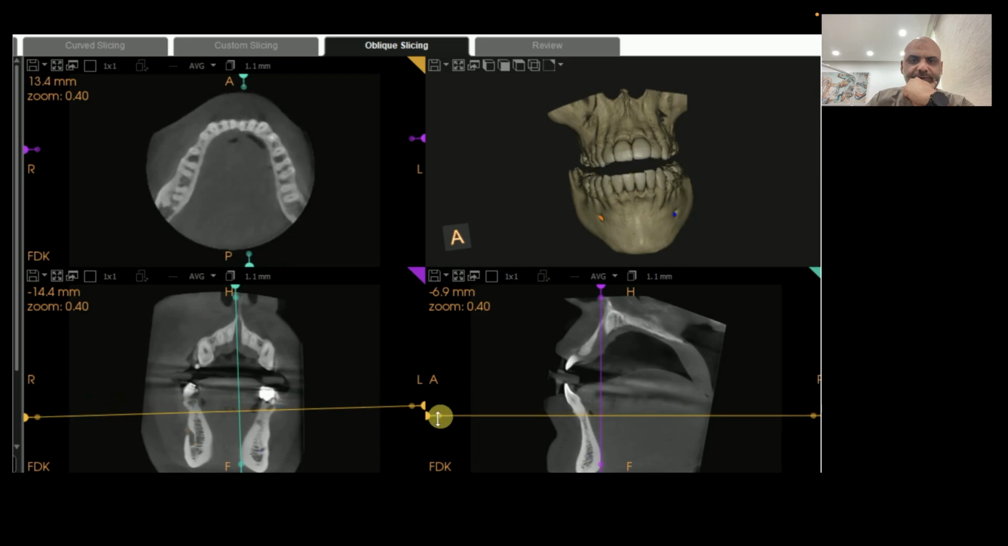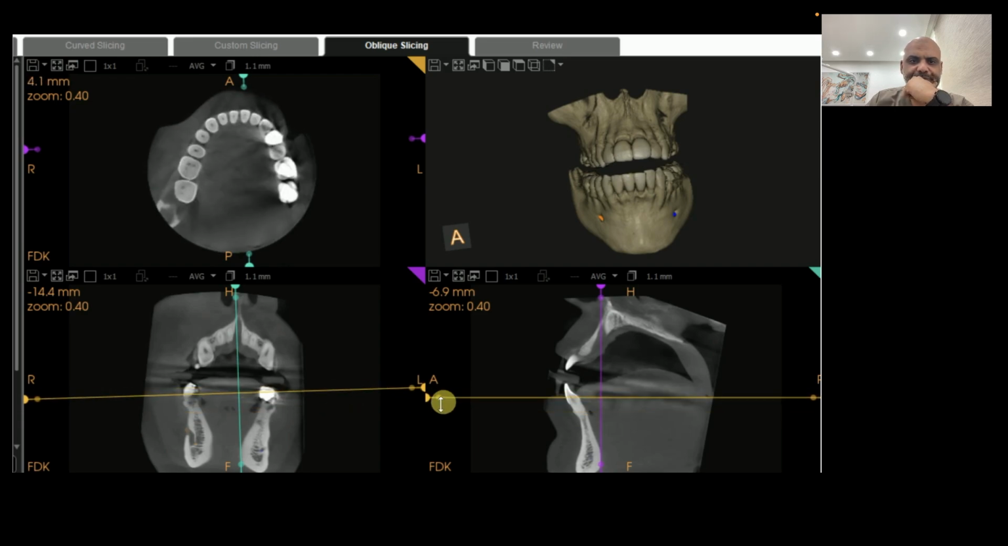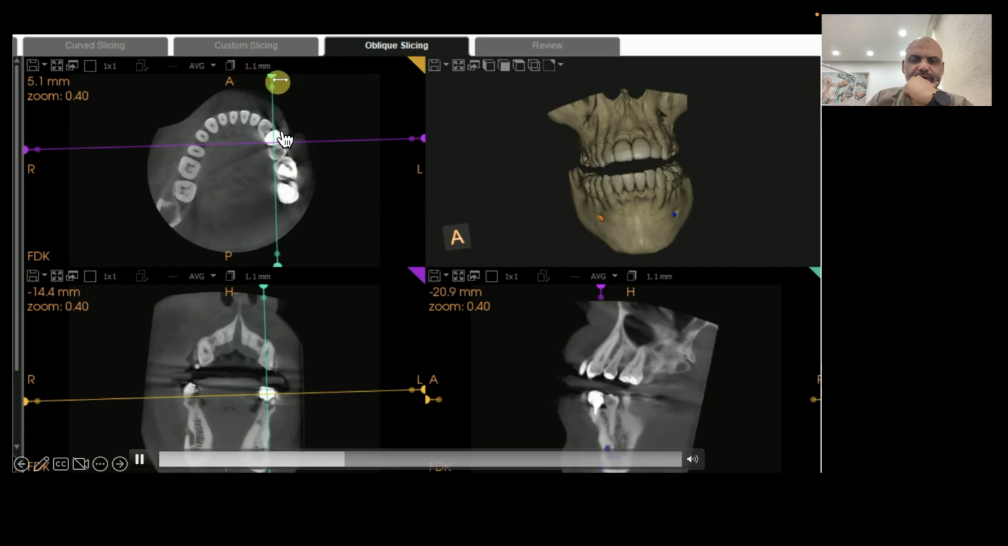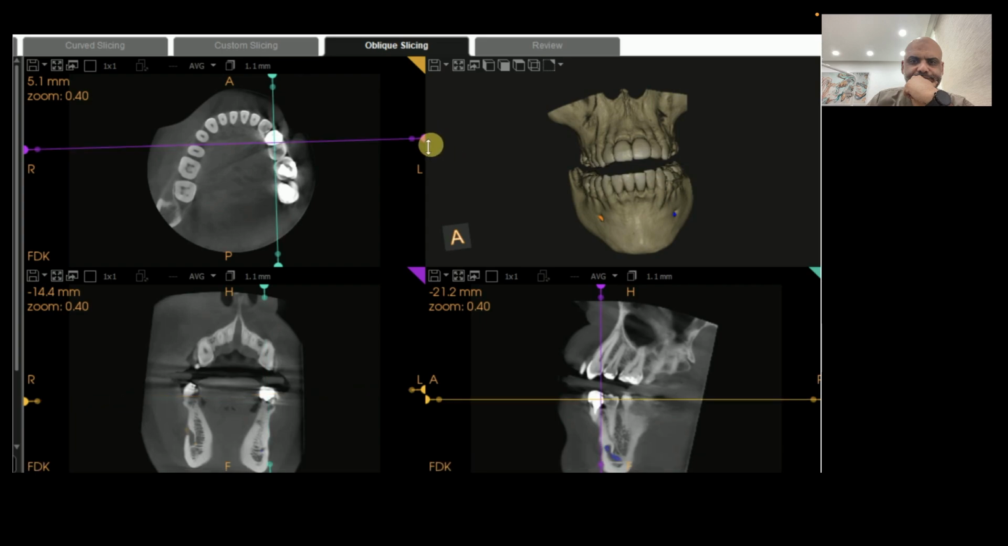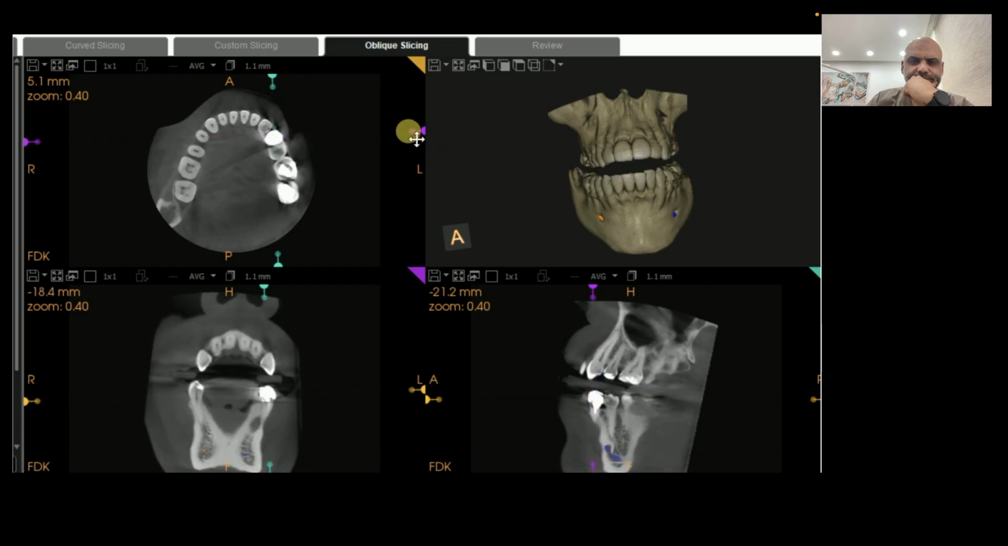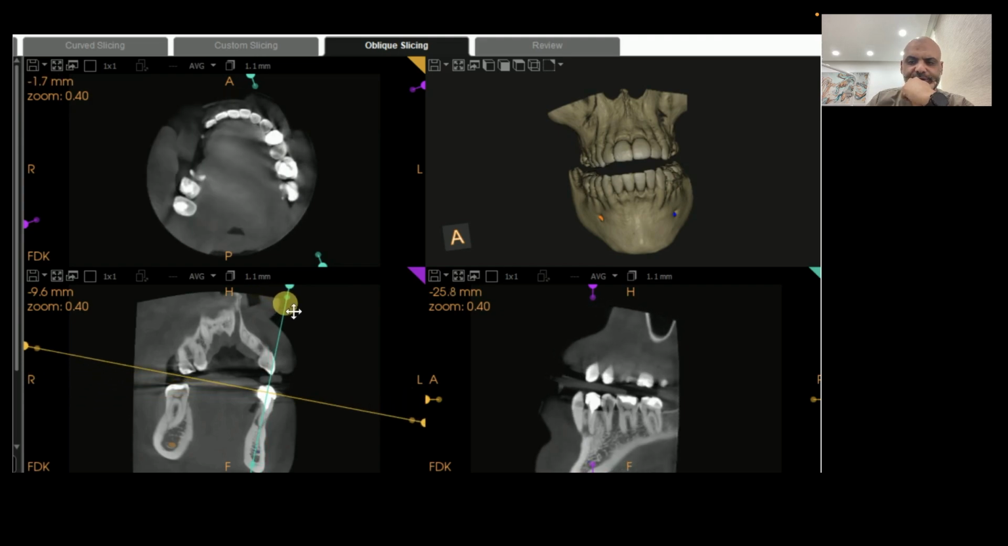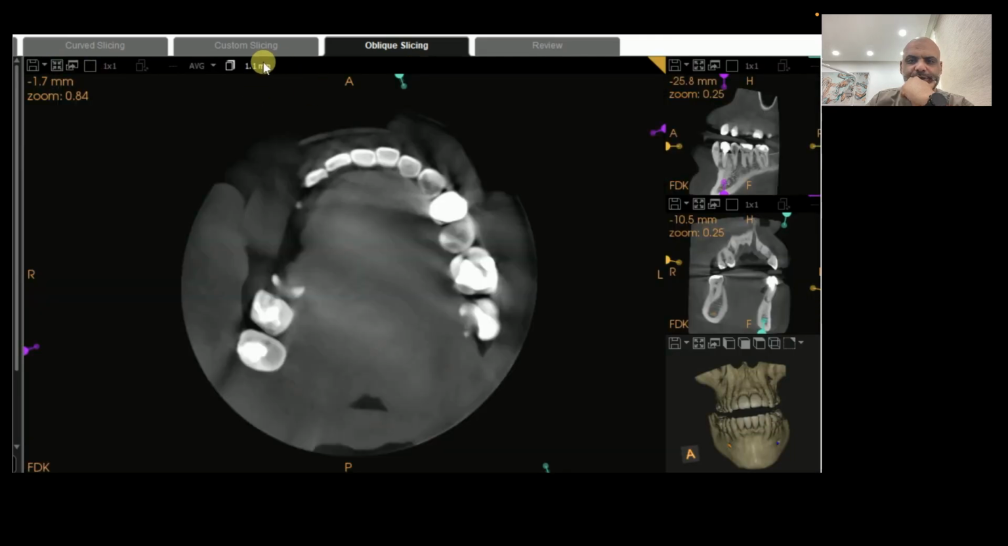So, looking for the tooth on the axial, align the 3 lines or 2 lines to the middle of the tooth. So now we are intersecting the tooth from the middle. We can change the line on the sagittal section and in the coronal, and we can assess the anatomy clearly from the occlusal down to the apex.